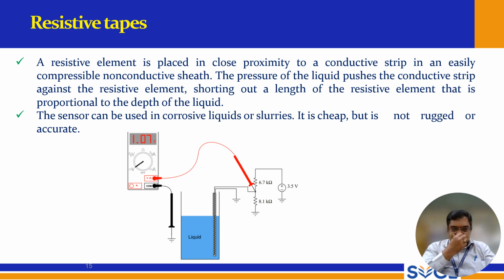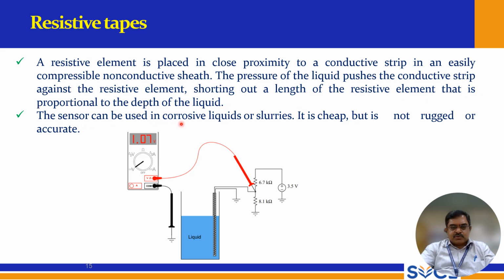So next is resistive tapes. Here, resistive materials are used like capacitive probes. A resistive element is placed in close proximity to a conductive strip in an easily compressible non-conductive sheath. The pressure of the liquid pushes the conductive strip against the resistive element, shorting out a length of the resistive element that is proportional to the depth of the liquid.